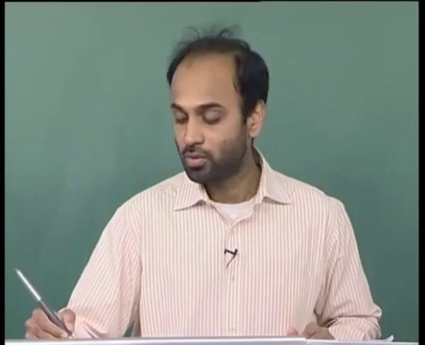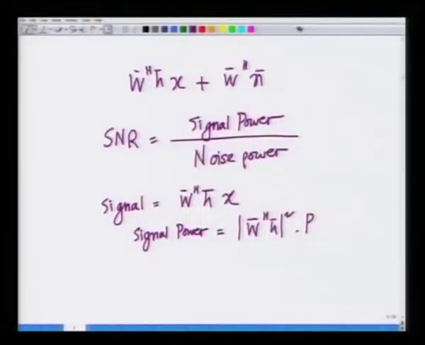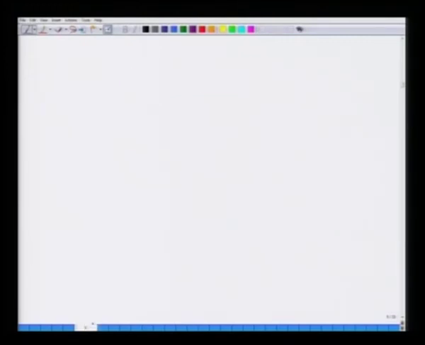Now, we have W bar Hermitian H bar times X, because this has multiple links, this is a multiple antenna system, we are combining the signals. The received signal is W bar Hermitian H bar times X. So, the signal power is nothing but the magnitude of W bar Hermitian H bar squared times P. Alright. So, the received signal power is magnitude W bar Hermitian H bar square times P. Alright. Now, let us do something slightly more difficult, which is to compute the noise power.